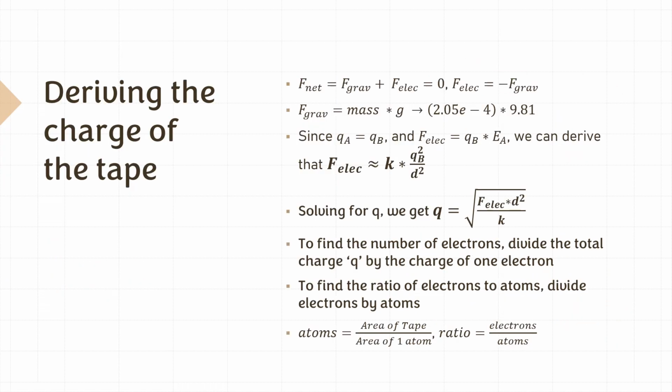Next, I calculated the charge Q, shown here, using these steps. By knowing the gravitational force and distance between the two tapes in the experiment, we can derive Q, and furthermore calculate the number of electrons on the tape using the charge of a single electron. Lastly, the ratio of electrons to atoms was calculated using this formula here.